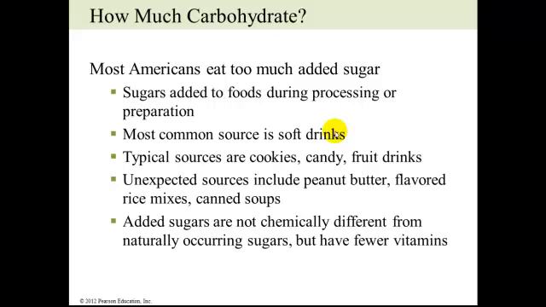But there are a lot of other, more unexpected sources, things that have added sugar put back into them. Now, added sugars are not any different than naturally occurring sugars, but foods that have lots of added sugars have lower nutrient density. So they have higher calories with less overall good nutrients.